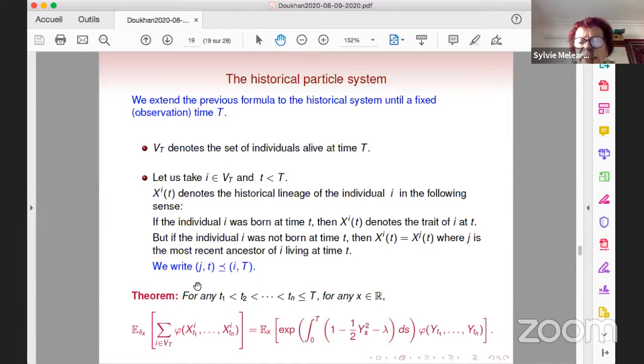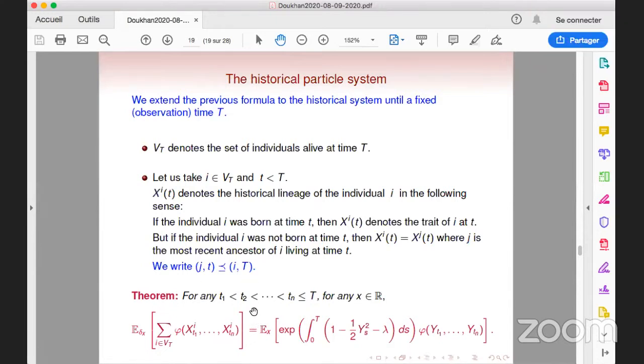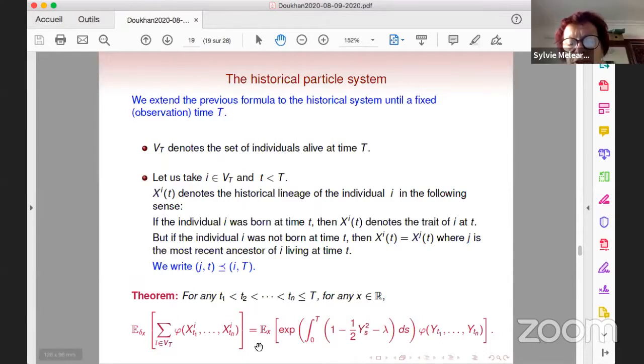And so we have a formula describing all this past history, but the main point here is that the description of this law in the past of all individuals is based on a unique one-dimensional process Y. And that's the main, very important property of branching processes that we exploit here.